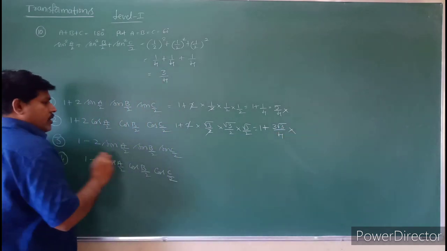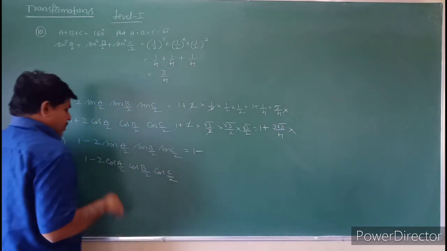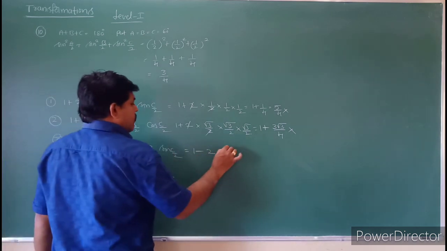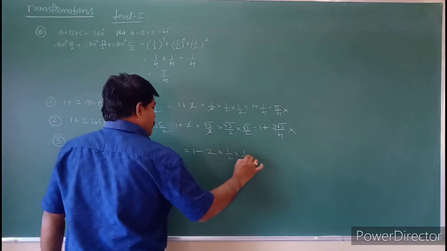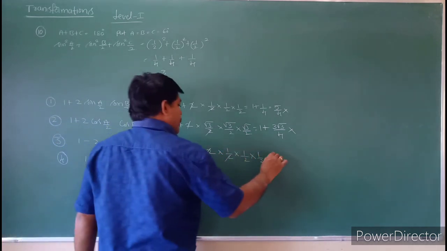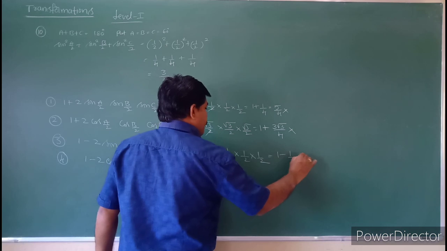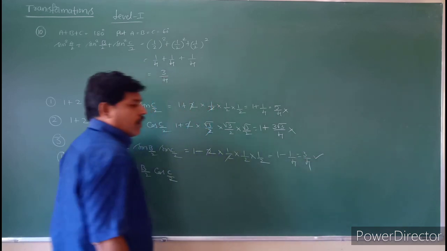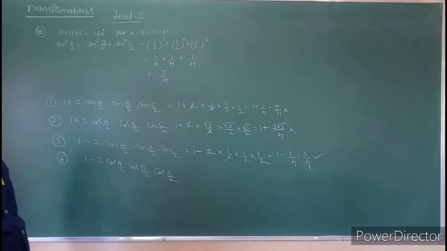So see the next one: 1 minus 2 into sine 30, sine 30, sine 30. That is nothing but 1 by 2 into 1 by 2 into 1 by 2. So 2 will be cancelled. It will become 1 minus 1 by 4. It will become 3 by 4. Maybe it is the answer. Okay, so check the next one also, then we can conclude the answer.